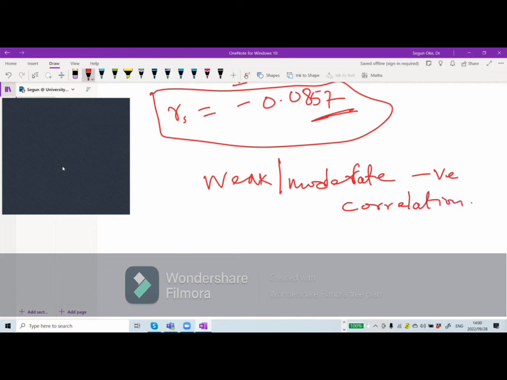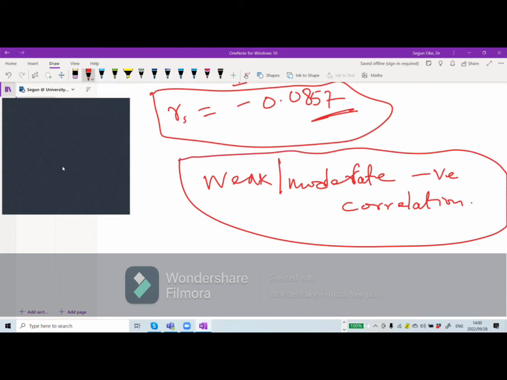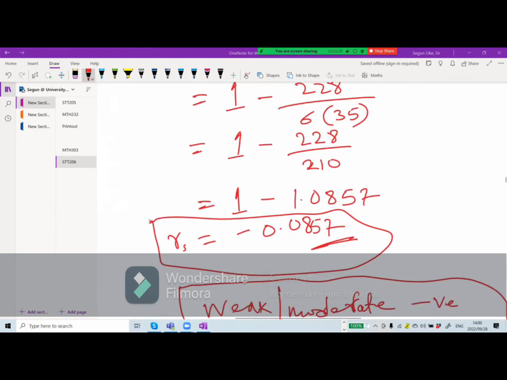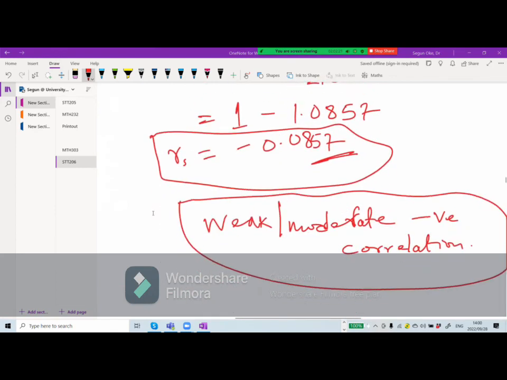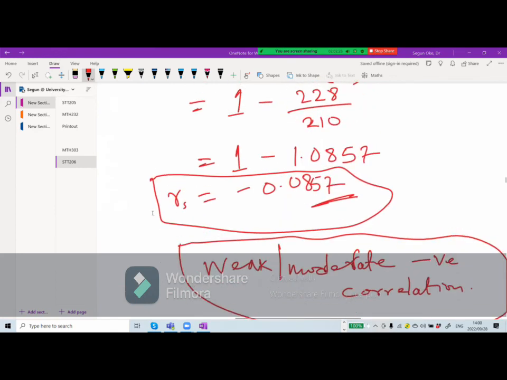Weak, because it's less than 0.1. Look at it, it's negative. You can only say no correlation when you have 0. When your final answer is 0, probably at the end of the day, you have 1 minus 1. That is where you say 0 correlation. But in this case, there's correlation, but it's negative and it's weak.